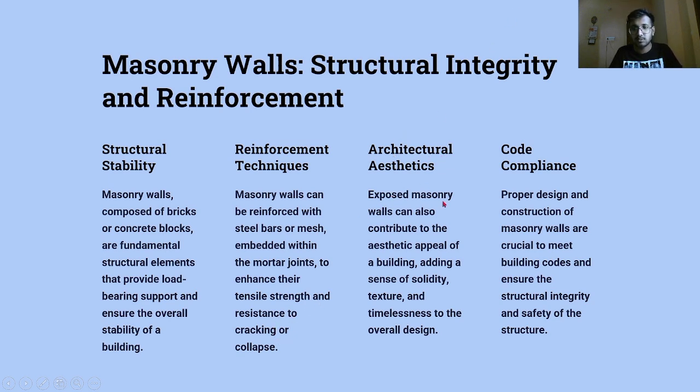Architectural aesthetics: exposed masonry walls can also contribute to the aesthetic appeal of the building, as we have seen in the earlier part of the building. Next, code compliance. Proper design and construction of masonry walls are crucial to meet the building codes and ensure the structural integrity and safety of the structure.